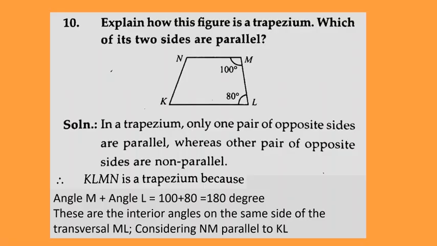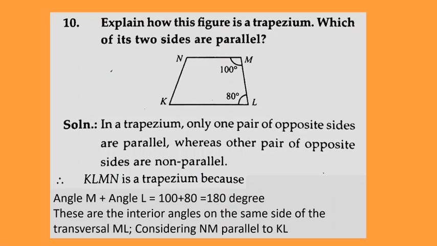Coming to the last question. The question says explain how this figure is a trapezium? Very interesting question. Observe this. For a trapezium, there is only one set of parallel lines, opposite sides parallel. So, in this figure, you can see which are the parallel edges. They have not told. Okay.